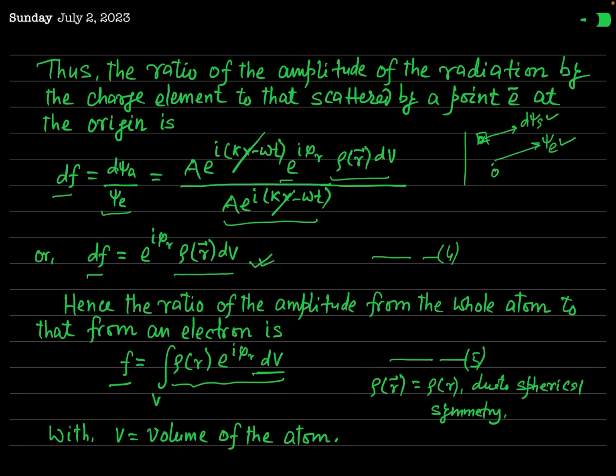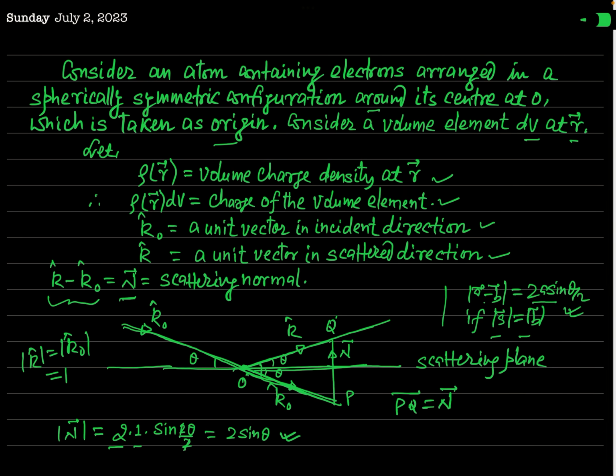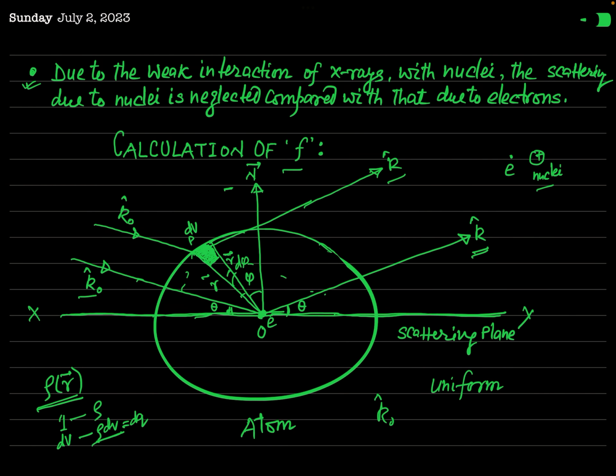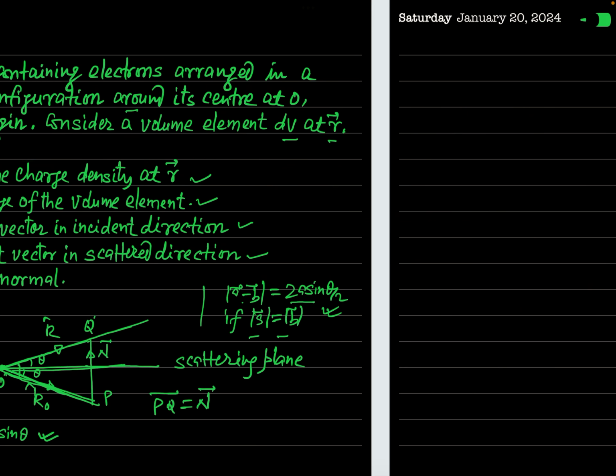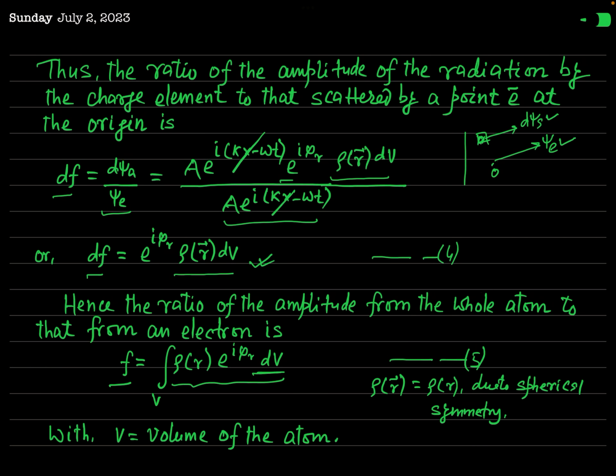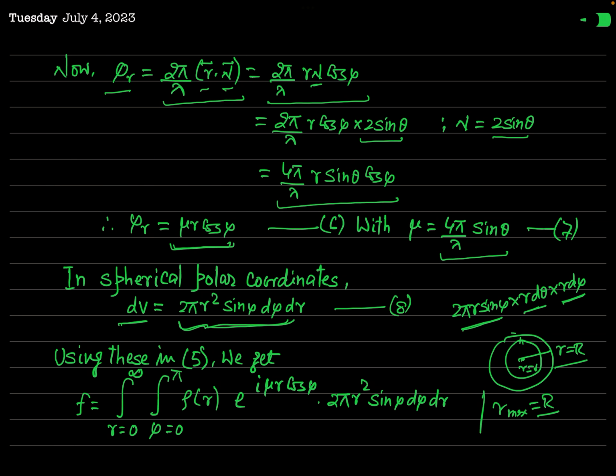And the value of phi, you can see the figure, phi varies from 0 to pi. This is your phi, and this phi will be from 0 to pi. So the limits for the second variable, that is phi, are 0 to pi, and the integrand is rho of r times e to the power i mu r cos phi times 2 pi r square sin phi d phi dr. Okay.